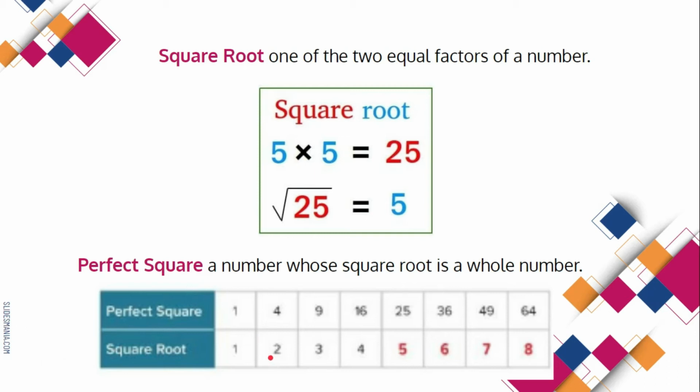2 times 2 is 4, 3 times 3 is 9, 4 times 4 is 16, 5 times 5 is 25, and we continue going. See, we could continue. 6 times 6, 36, 7 times 7, 49, 8 times 8, 64, 9 times 9, 81, and we can continue infinitely.